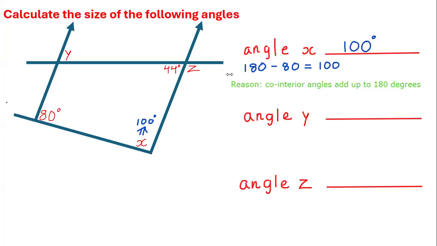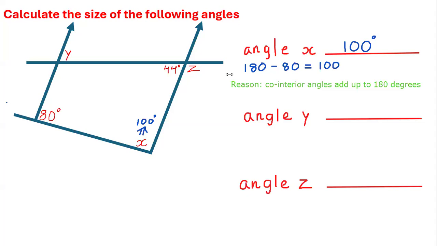Okay, go ahead. Is y 44? Why would you say that? Because it makes a Z. Yes, so that means it's supposed to be equal. So she's saying because it makes a Z, it makes it equal. Anyone else want to try? Y is 44.